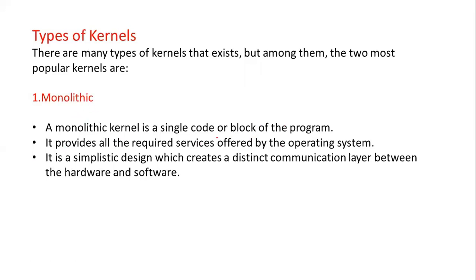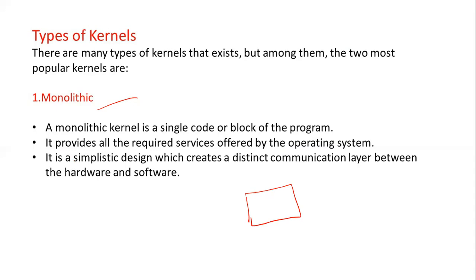A monolithic kernel is a single code or a block of a program. That means it is a single, complete code, or you can simply call it a block of program. In that block of program, all the operations, all the functions, everything will be there. So this is a monolithic kernel. It is a piece of software which directly interacts with the hardware parts. It provides all the required services offered by the operating system.